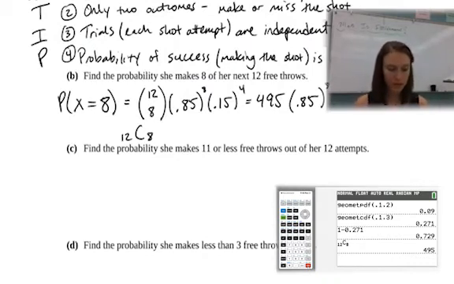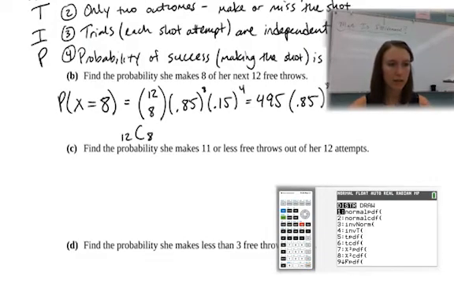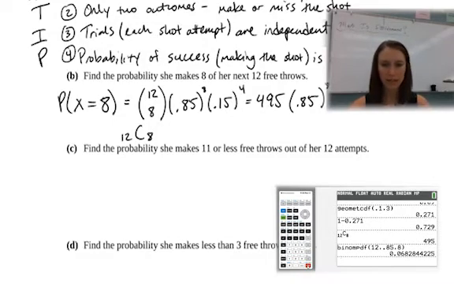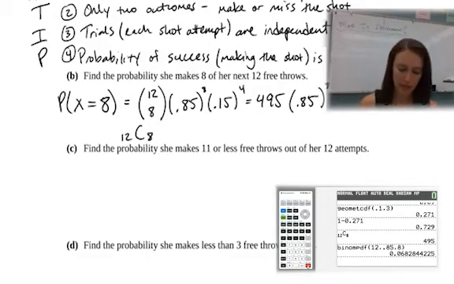All right, now there is a calculator function for binomPDF. So if I have 12 trials, probability of success is 0.85, and my X value is 8, that's going to give me the probability. So let's just write that in.